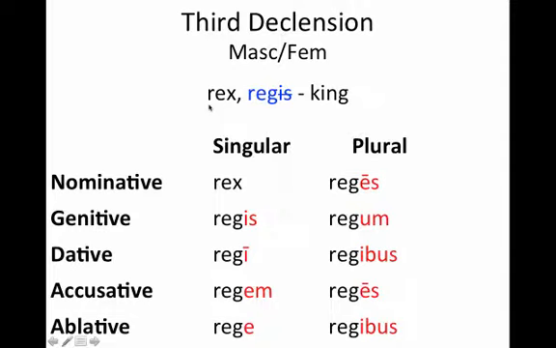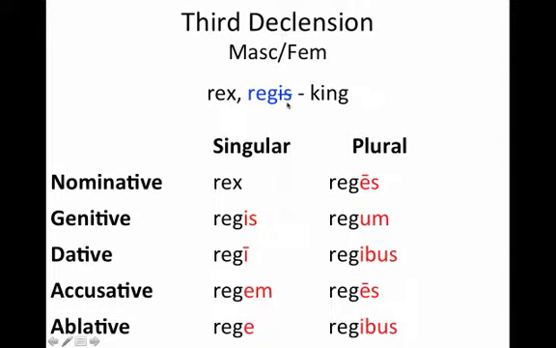We're going to be using the word rex, regis, which is masculine and it means king. And note, as always, when you're given a noun in Latin, you're given two principal parts, the nominative singular and the genitive singular. Now that nominative singular is going to be used for one thing and one thing only, the subject of the sentence.